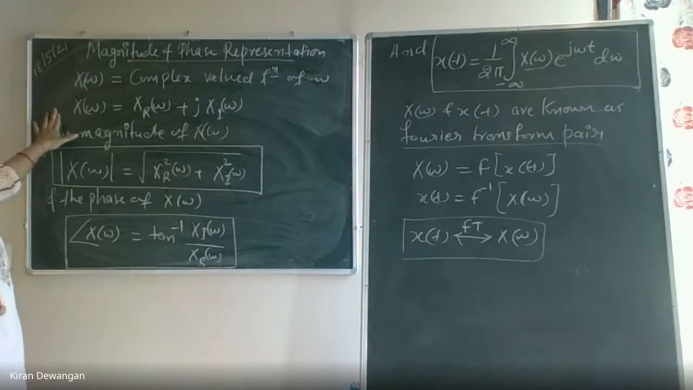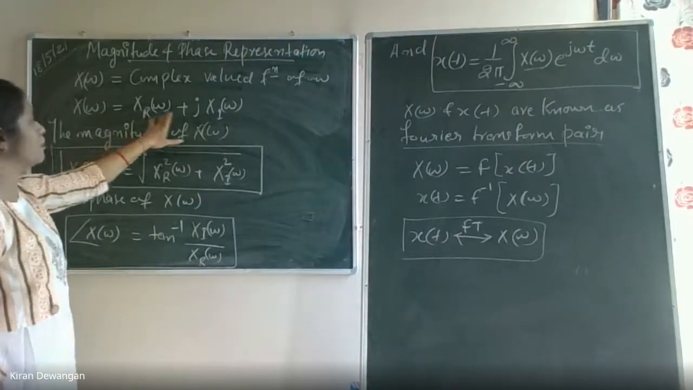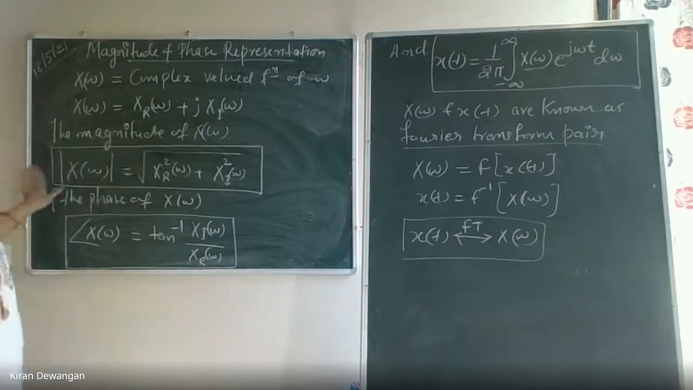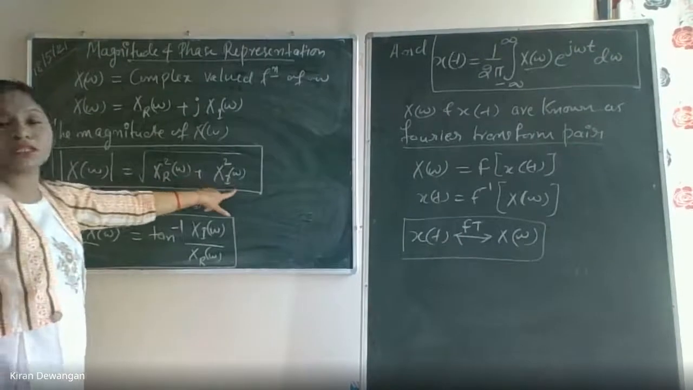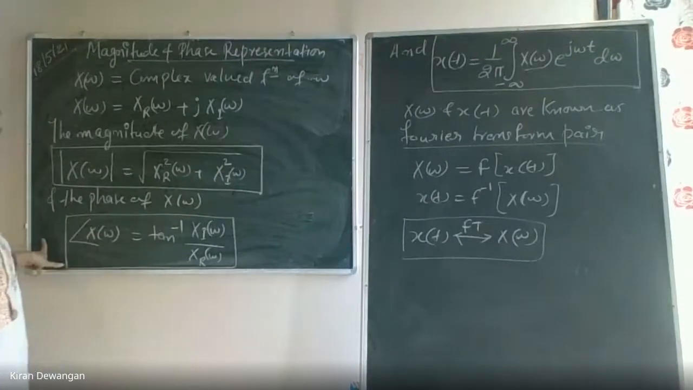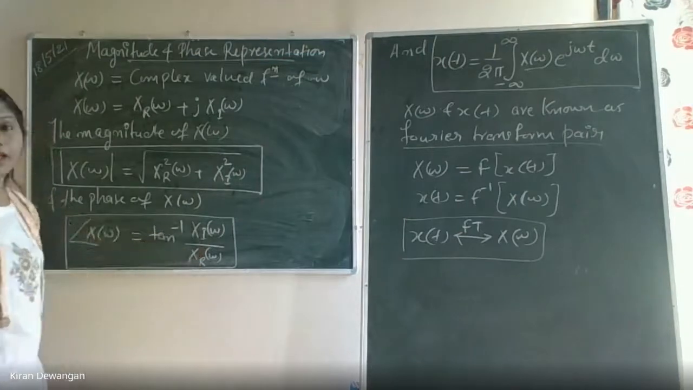If we have X(omega), it will be in the complex form, that is X_R(omega) plus j times X_I(omega). The magnitude is obtained by this formula: root over X_R(omega) squared plus X_I(omega) squared. And if we have to find the phase, it will be tan inverse of X_I(omega) by X_R(omega).